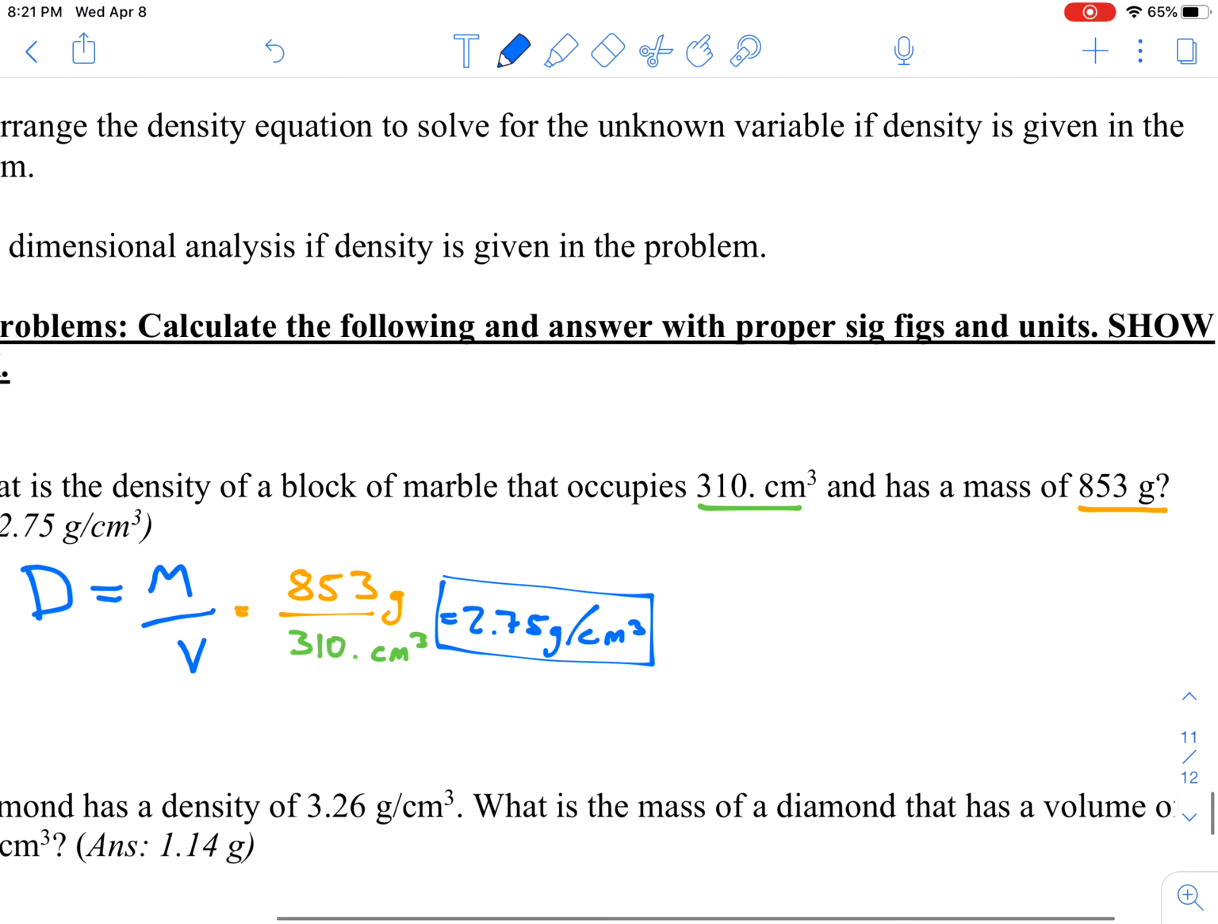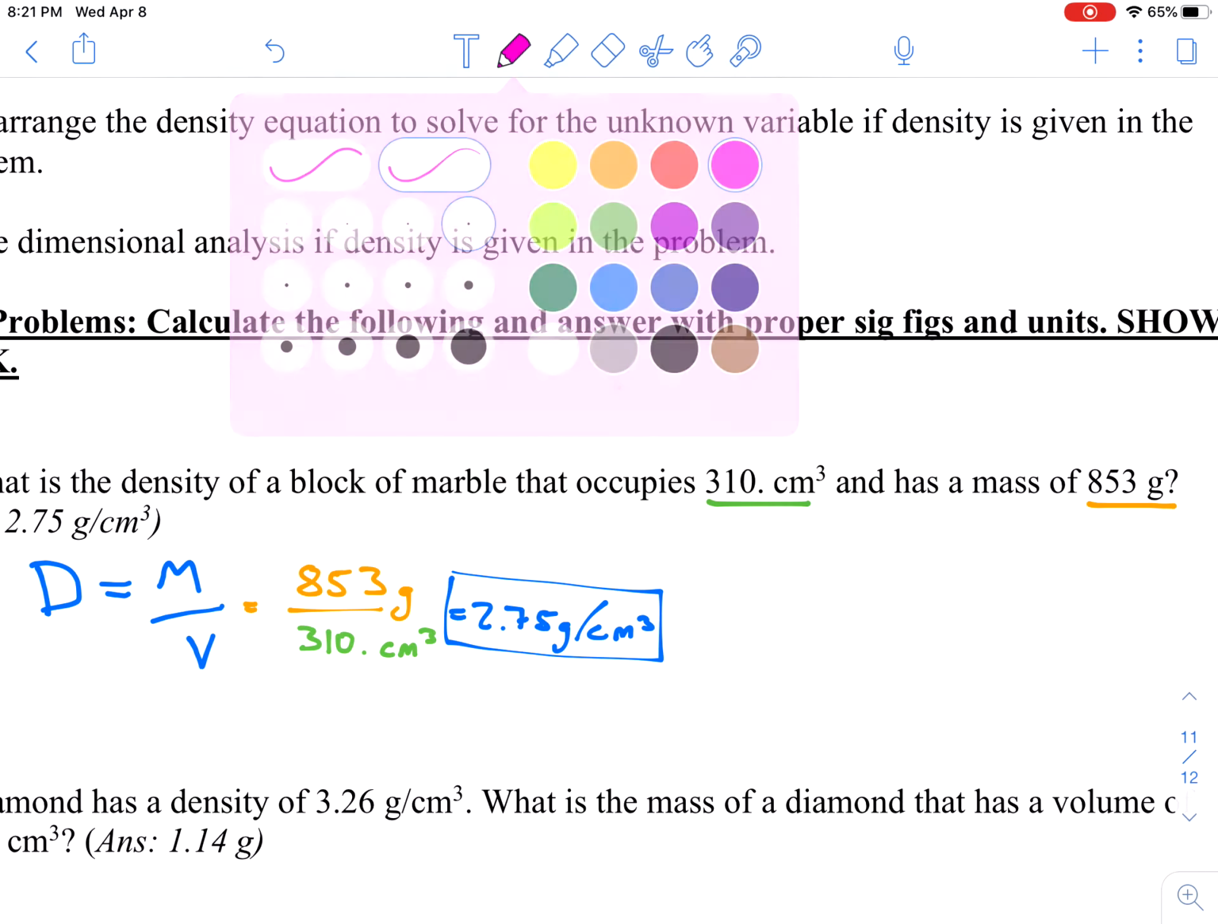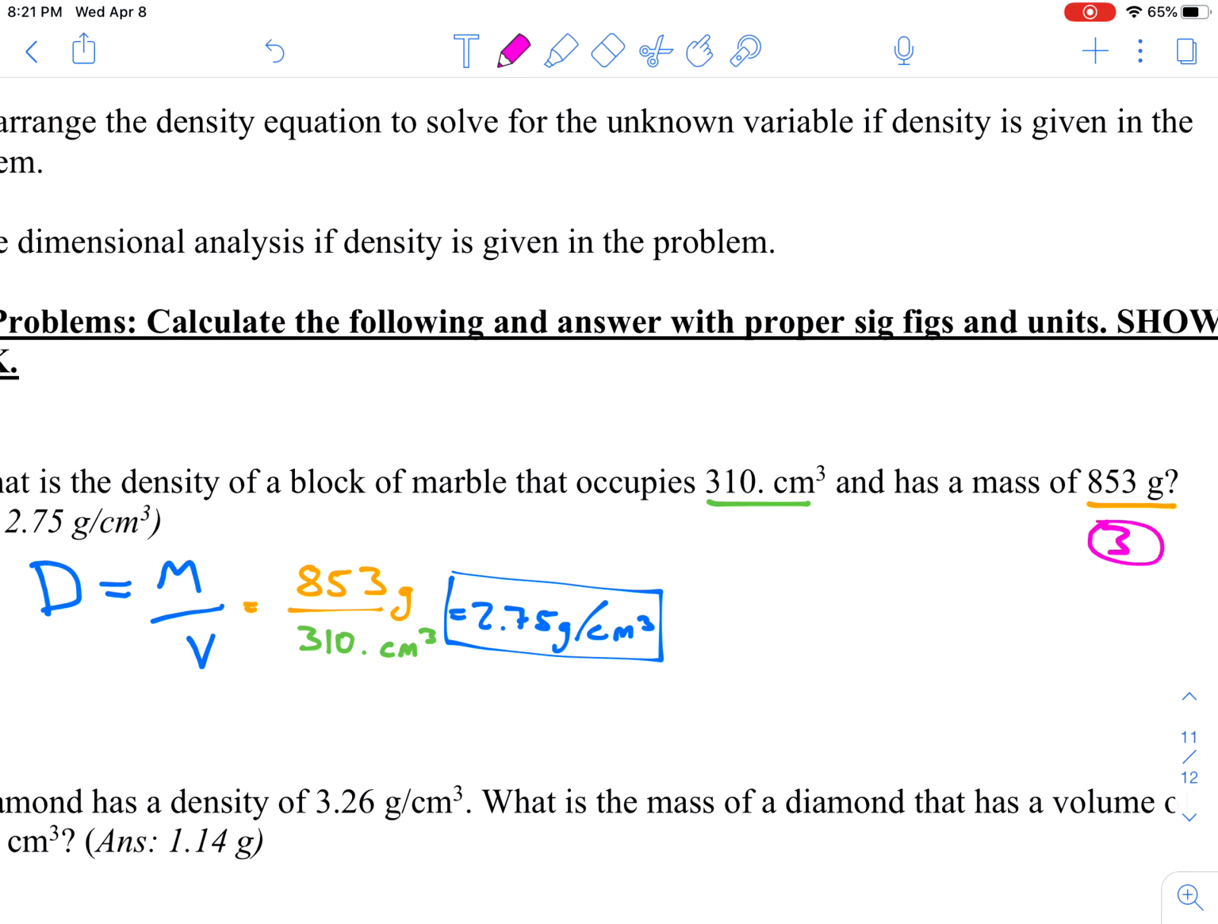Let's talk sig figs briefly. You'll notice the 853 has 3 sig figs. The 310 has a tricky little decimal point, so that decimal point makes that trailing 0 significant. That has 3 sig figs. We're doing division here, so 3 over 3. 3 is the same number of sig figs as 3, so that means our answer has to have 3. There's not one that has fewer sig figs for us to worry about.